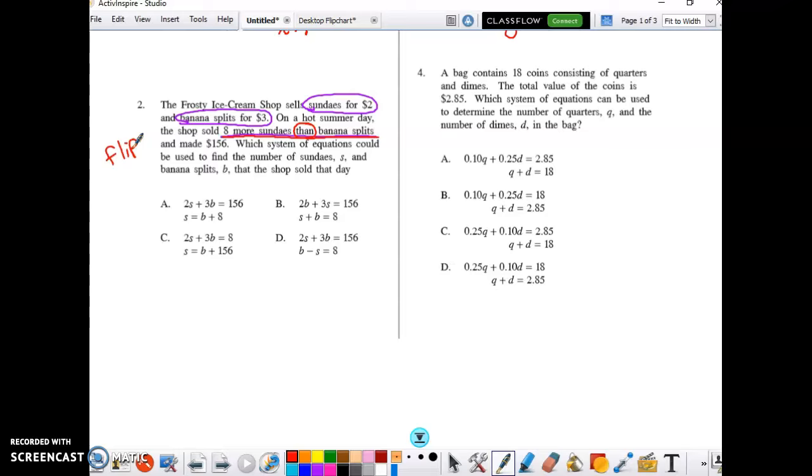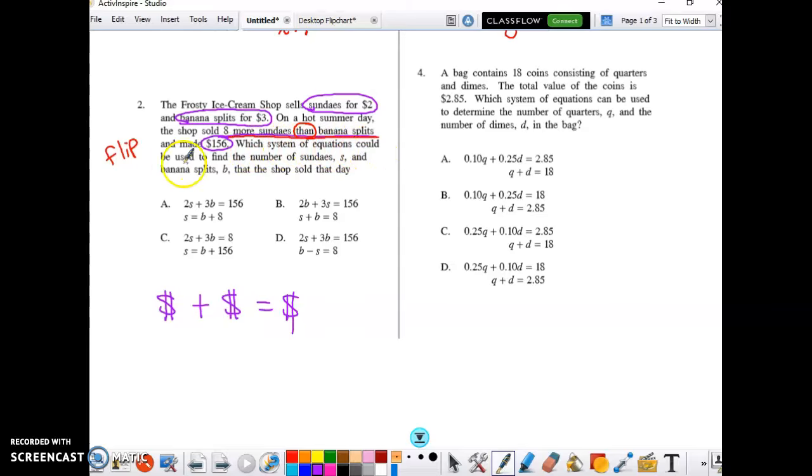We'll continue looking at that in just a little bit. Let's keep going. And made $150. Well, look, the 2 has a money sign, the 3 has a money sign, and the 155 has a money sign. So I know that one of my equations is going to be money plus money equals money. Okay? Let's keep reading. Which system of equations could be used to find the number of sundaes S?